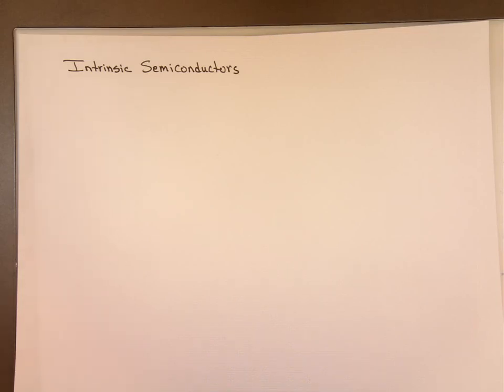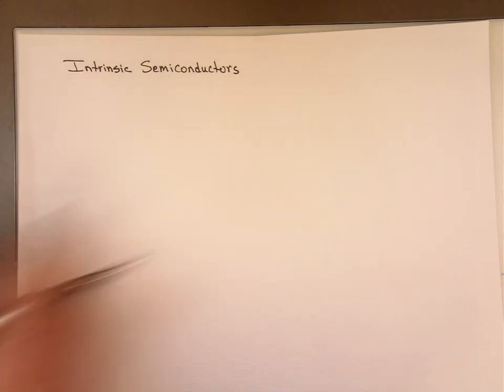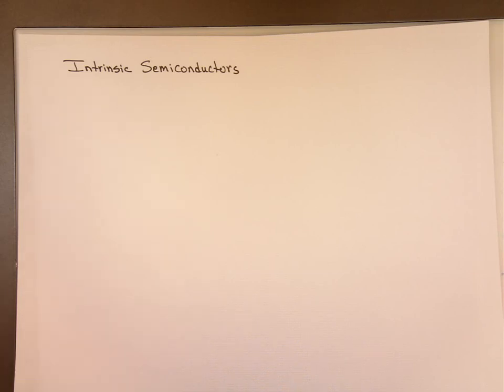Let's talk about intrinsic semiconductors. What are they? Let's take silicon, for example. An intrinsic silicon semiconductor is actually a silicon crystal in which every atom in that crystal is pure silicon. If every atom is pure silicon, we have what we call an intrinsic silicon semiconductor.